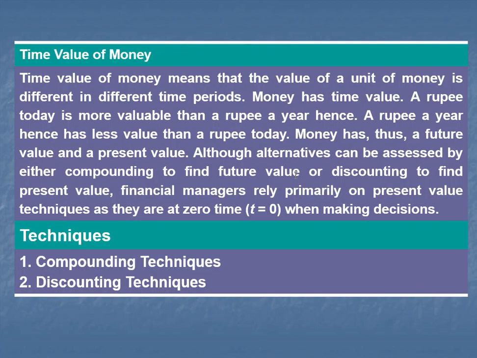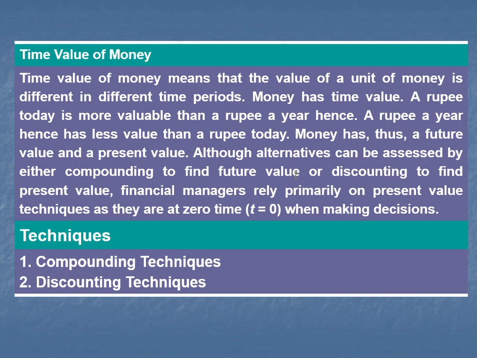Time value of money means the value of a unit of money is different in different time periods. Money has time value. A rupee today is more valuable than a rupee a year hence. For example, if I deposit 1,000 in an FD for 5 years, the value after 5 years is my future value, and the present value is what I am going to deposit today. So a rupee a year hence has less value than a rupee today. Money thus has a future value and a present value.